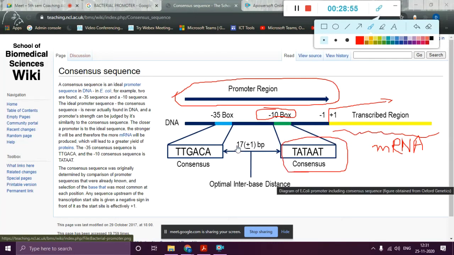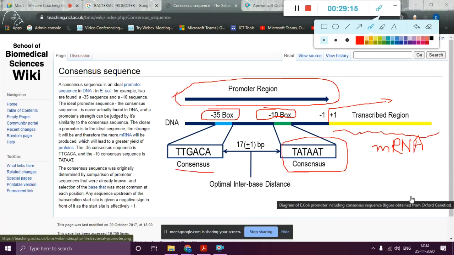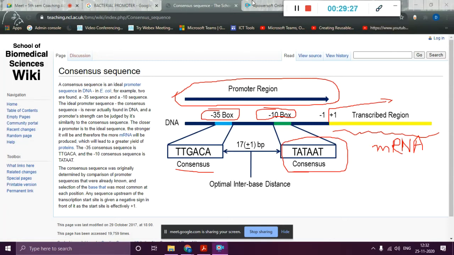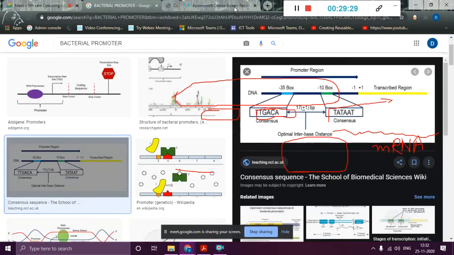Then around 17 ±1 base pair ahead, you have the -35 box. Many people also call it the GC box, but it is best to speak of it as the -35 box, and it has a TTGACA consensus. So essentially this is the promoter region of a bacteria or a prokaryote. This is how it is the case in prokaryotes.